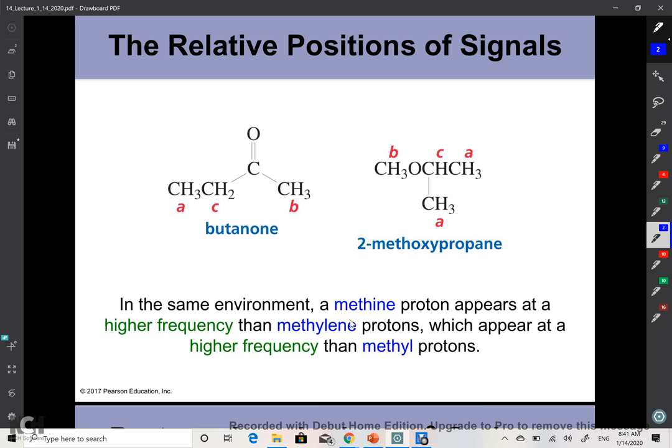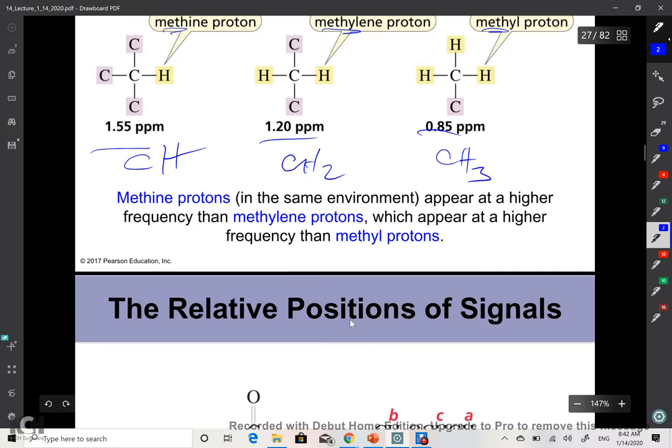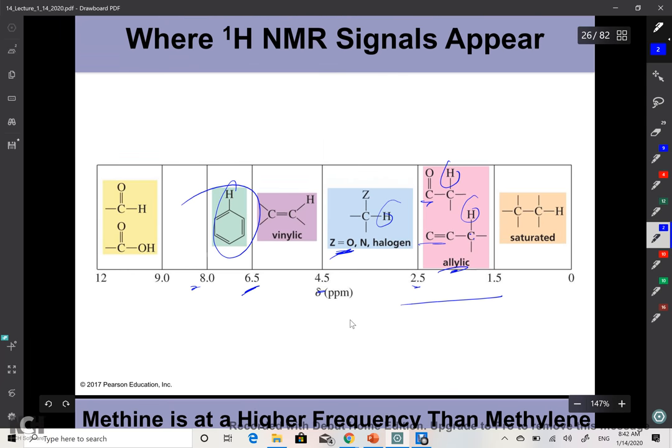So in this structure, butanone, we all believe that there will be three signals, and the three signals are A, B, and C. A will be the shielded signal, meaning that the chemical shift value of A will be closer to zero. According to our table, this is a CH3 here, and a CH3 that is saturated will be closer to zero. So the value will be somewhere between 0 and 1.5 for A.